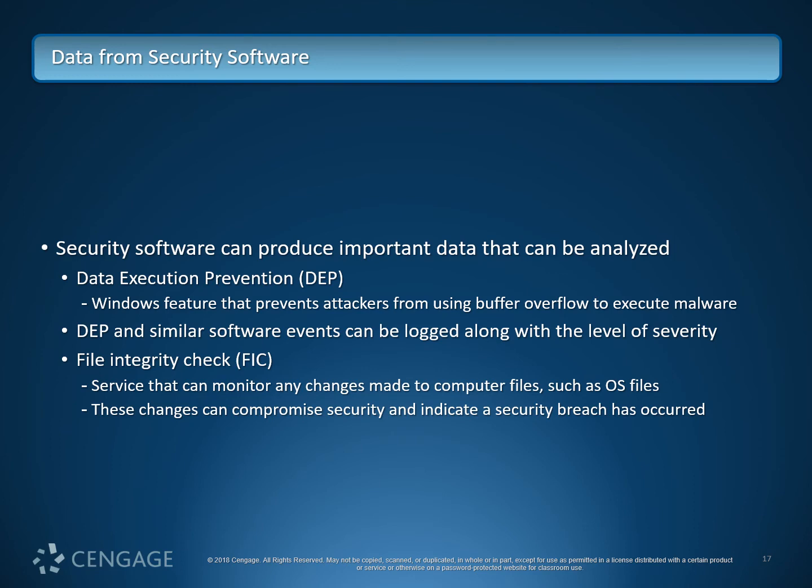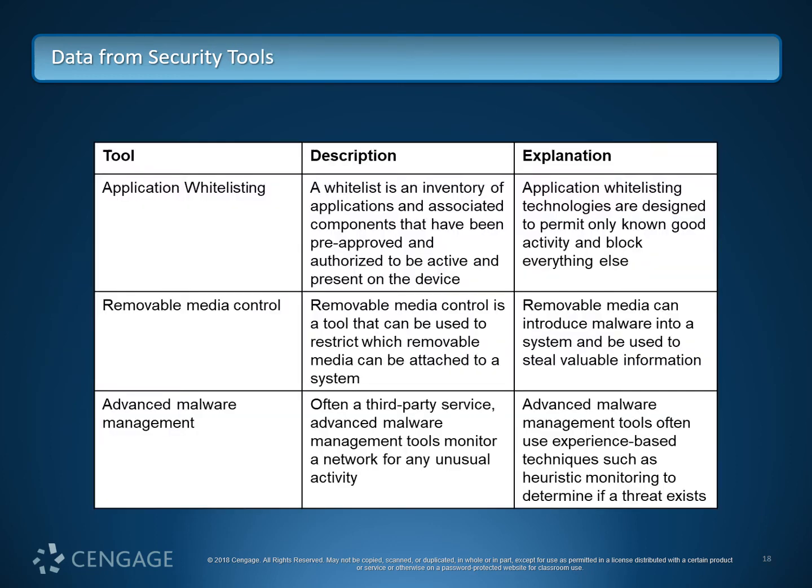File integrity check. This is going to monitor changes that have been made to computer files such as operating system or utility files. And these changes can compromise security and indicate that a breach has occurred. So we want to be aware of a particular subset of files. So we can set FIC to monitor particular directories, things like that.